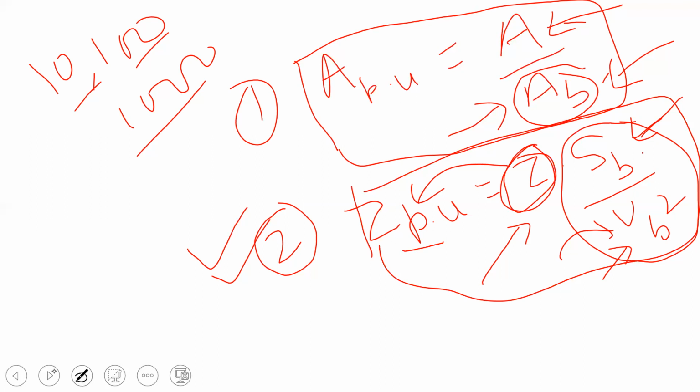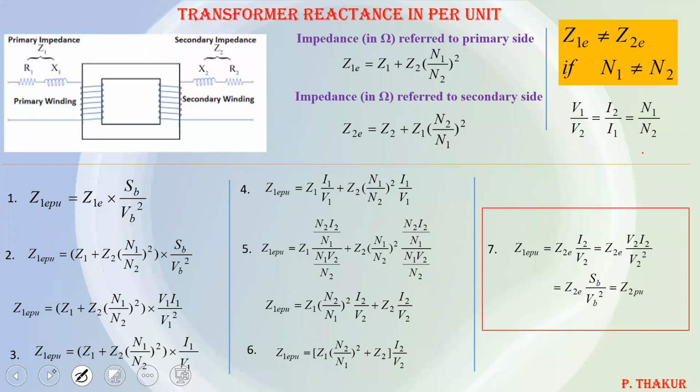So now let us consider a single phase transformer here, whose number of turns in the primary winding is N1 and number of turns in the secondary winding is N2. Z1 and Z2 are the primary and secondary impedance. V1 and V2 are the rated primary and rated secondary voltage, and I1 and I2 are the rated primary and secondary current.